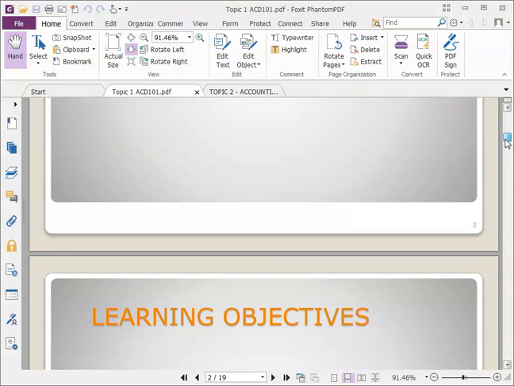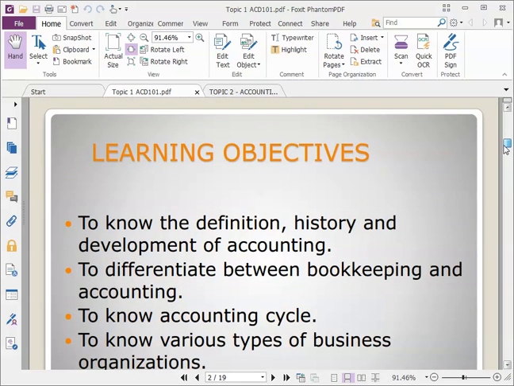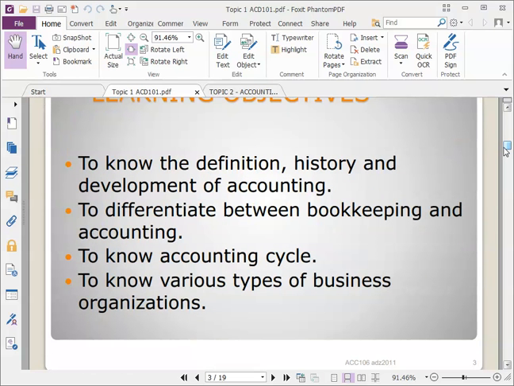Let's look at the learning objectives. To know the definition, we will discuss the definition, history, and development of accounting itself, and then differentiate between bookkeeping and accounting. There is some difference between them. Then we will discuss the accounting cycle and also the various types of business organizations out there.